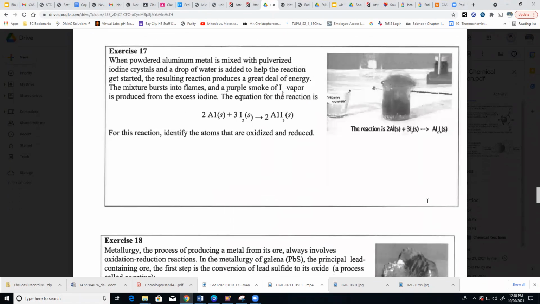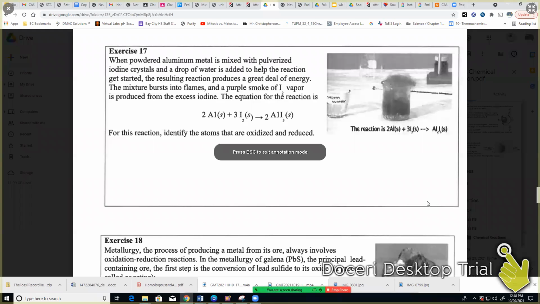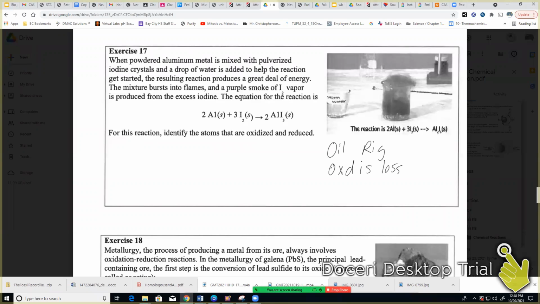All right. So on these, whenever something is oxidized, we said OIL RIG. So if it's oxidized, it is loss of electrons. And if it's the one that is oxidized, you call it the reducing agent. And then for my RIG, reduction is gain of electrons. And if it's the species that is reduced, then it is the oxidizing agent.